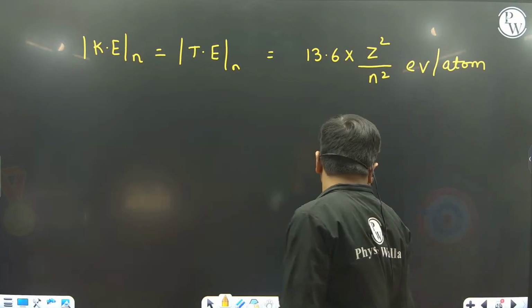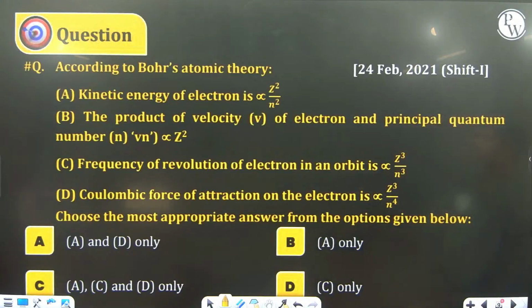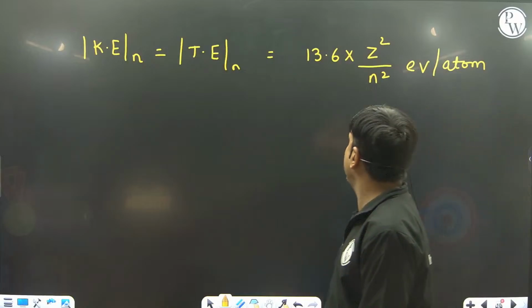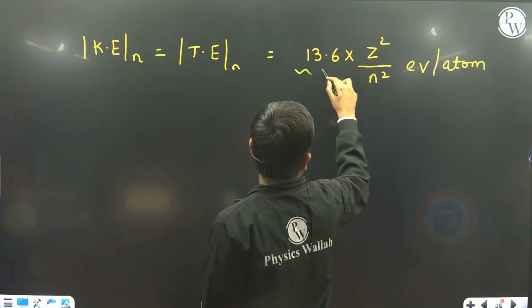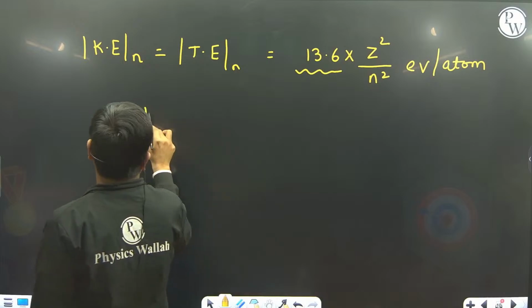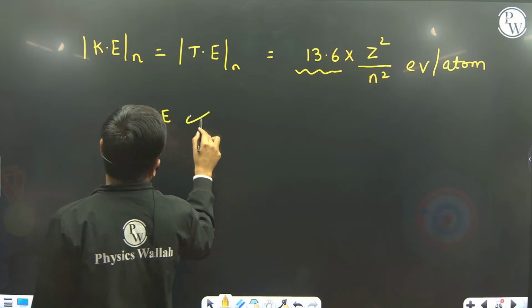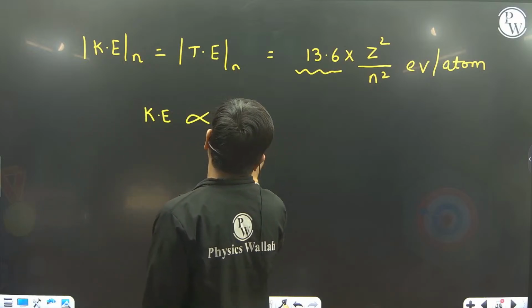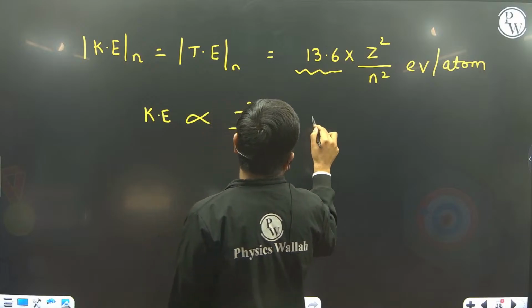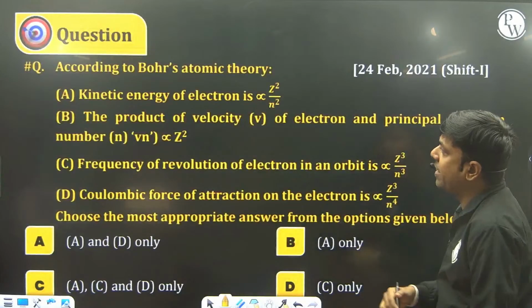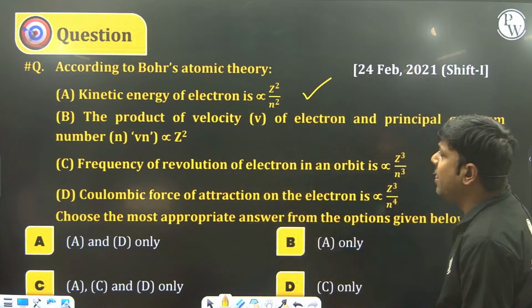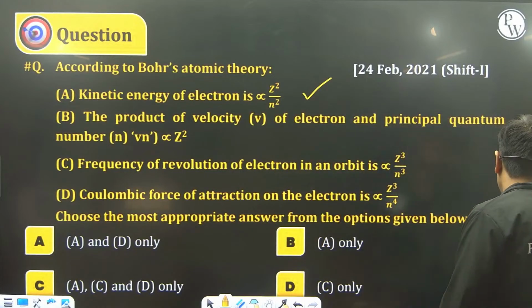Right? First option says kinetic energy is directly proportional to z square upon n square. This one is my constant. So can I say this KE is directly proportional to z square upon n square? So option A is definitely correct. Let's move to option number B.